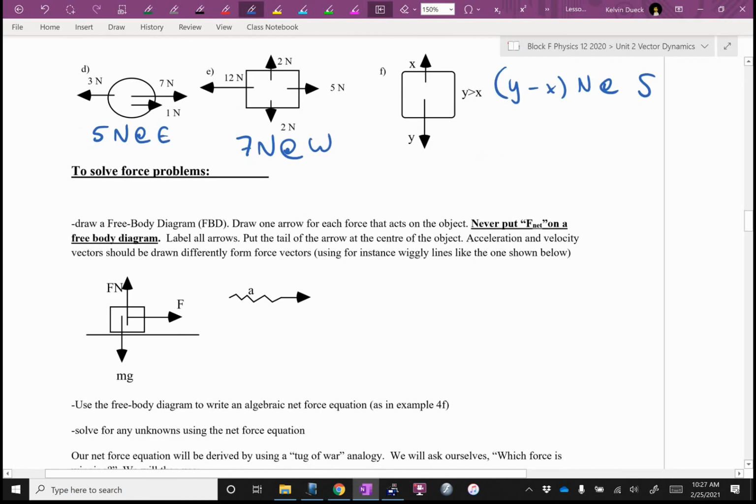My friend, I bought these notes from the physics prof at Kwantlen. He also has students put acceleration and velocity on his free body diagrams. He uses a wiggly line for acceleration and he uses a dotted line for velocity. I like my free body diagrams pristine, so I only put forces on them. That's just me being me.